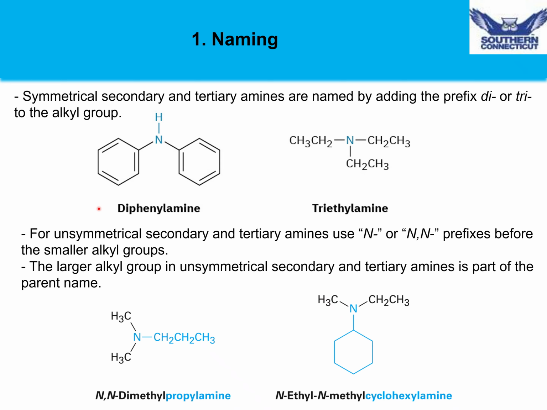Here's a couple examples. We have a compound, a tertiary amine, that is unsymmetrical. It has a propyl group and 2 methyl groups. So the 2 methyl groups are smaller. And so we give those 2 groups in front of the name. N,N-dimethyl tells us that we have 2 methyl groups on the nitrogen rather than anywhere else on the parent chain, followed by the parent name, which is propylamine.